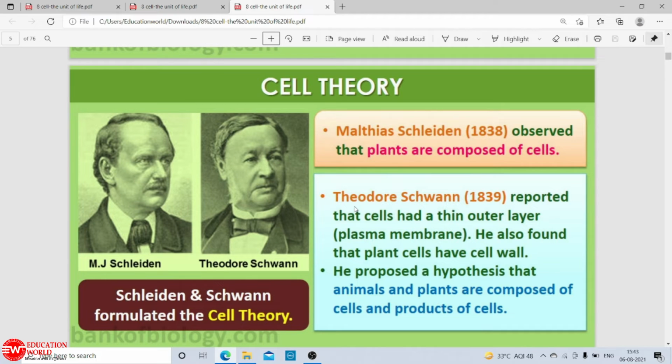And they proposed a theory which is referred to by the name of cell theory. The major conclusion of the cell theory was that the bodies of all organisms, that is the plants and animals, are composed of cells and cell products.